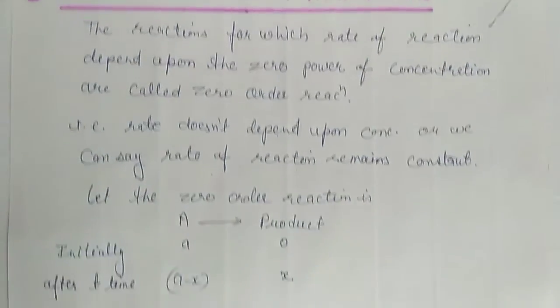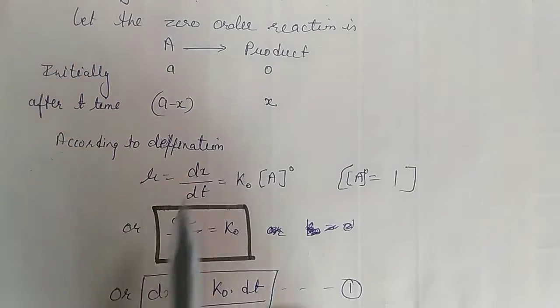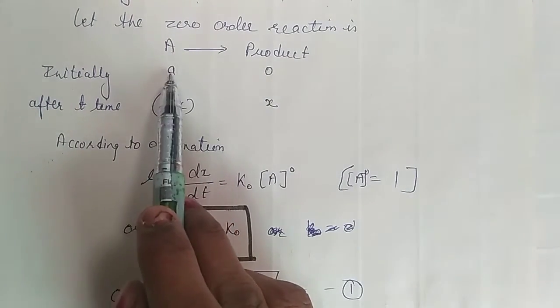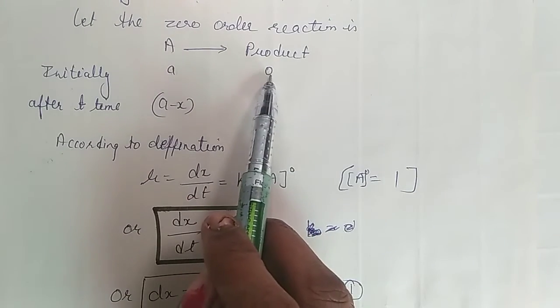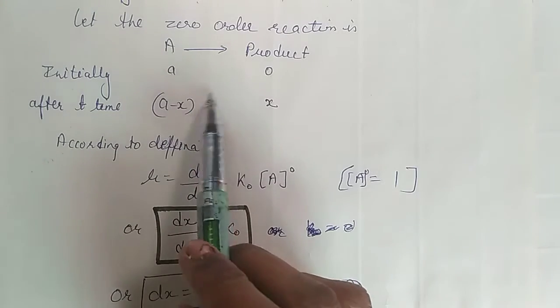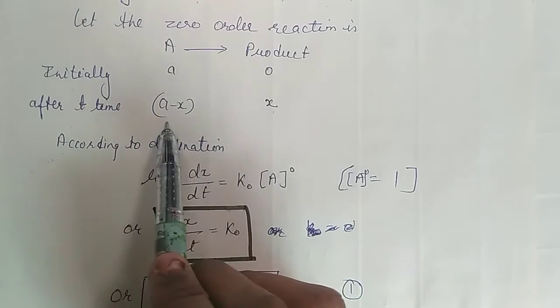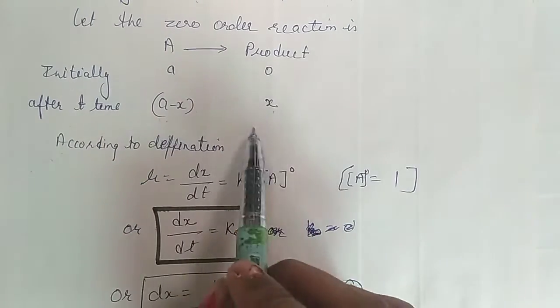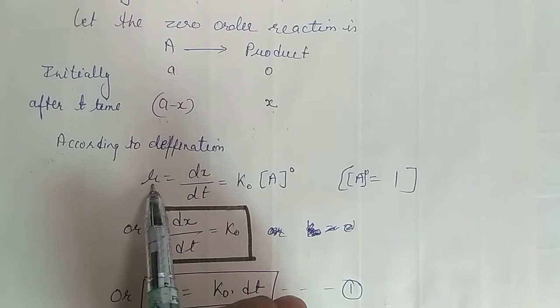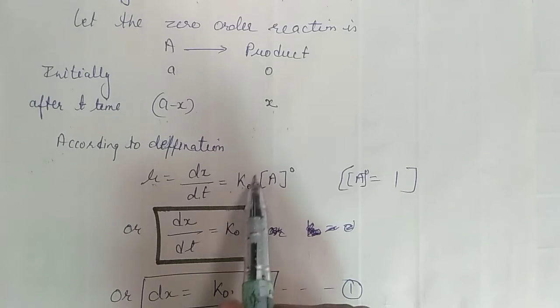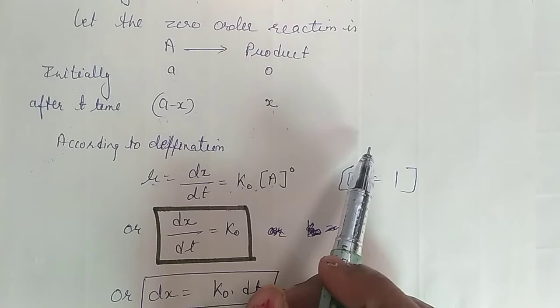Let there be a zero order reaction, A gives product. Initially, the initial concentration of reactant is a, then the product will be 0. But after time t, x moles of A are decomposed into product. So the concentration of reactant at time t is a minus x and product is x. So we know that the rate of reaction, dx upon dt, will be equal to K0, where K0 is the rate constant for zeroth order reaction, into A to the power 0 according to the definition.